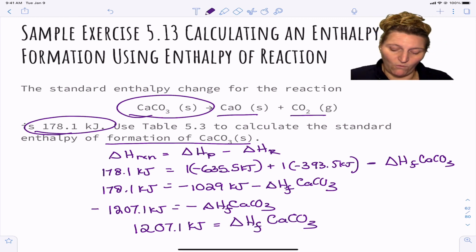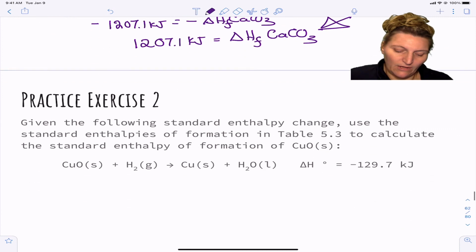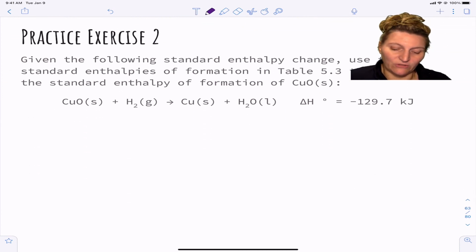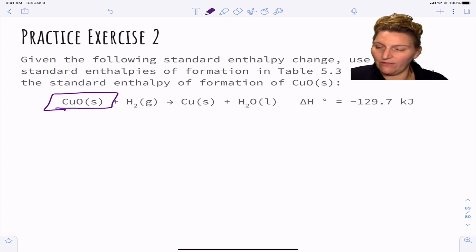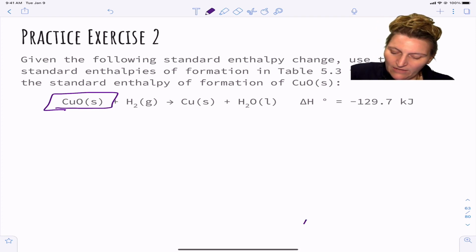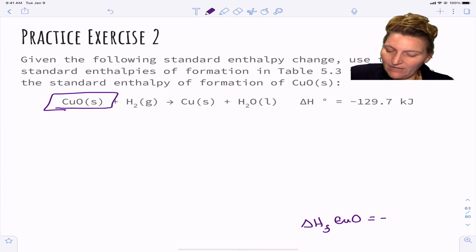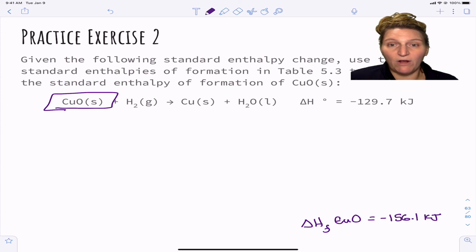So you can also solve for one of those delta H's of formation. And that's actually what practice exercise 2 is. It's asking you to do the same thing, calculate the standard enthalpy of formation of copper oxide. And this is one I will tell you the answer again of this problem is negative 156.1 kilojoules. So try this problem out on your own, see if you get that answer.